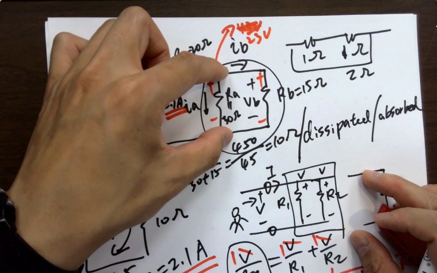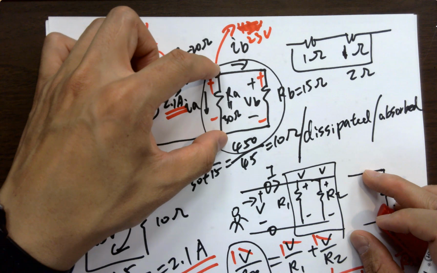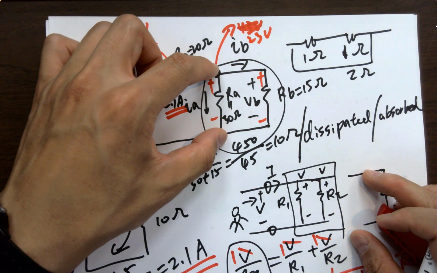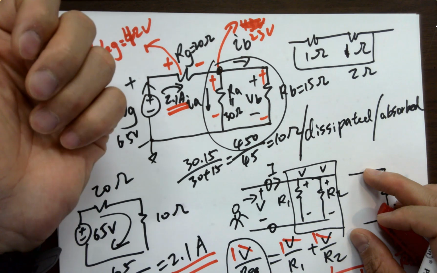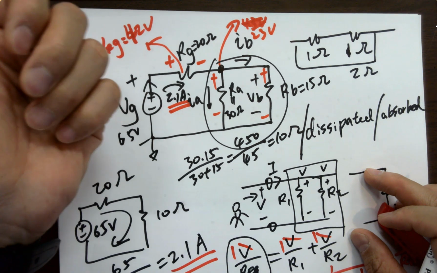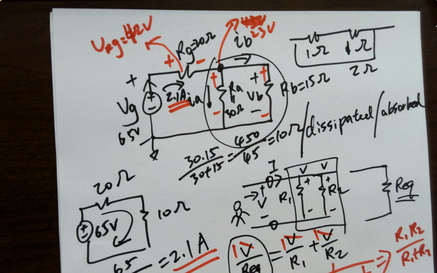You got the voltages for the resistors. Can I get a current? Yes, Ohm's law. Voltage divided by resistor, you get a current. So now you got a voltage, you got a current. You can calculate the power. Is that clear? Any questions about this?